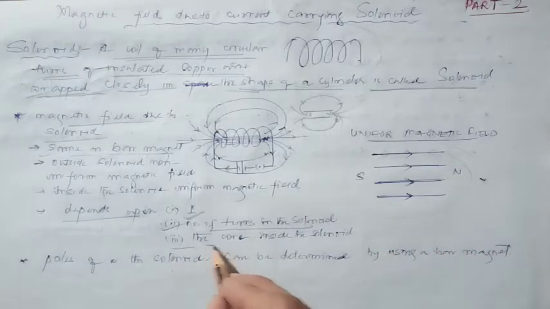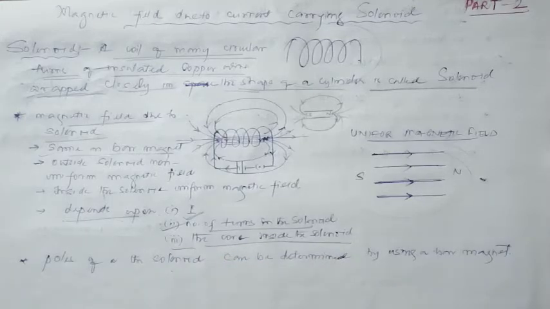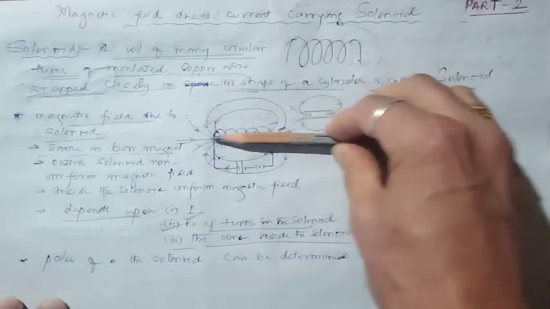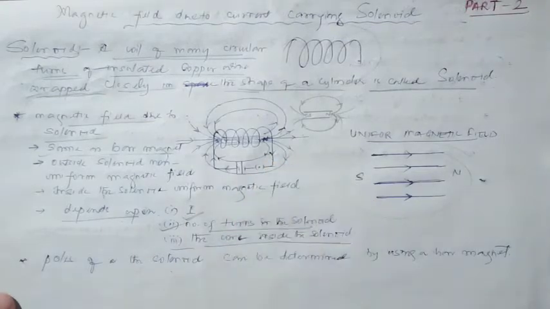And the most important, the last one, the core inside the solenoid. If you want to increase the strength of the magnetic field, you insert magnetic materials inside this tunnel-like structure of the solenoid. That intensifies the magnetic field strength. That's what we call a core. Now, how do you determine the polarity?